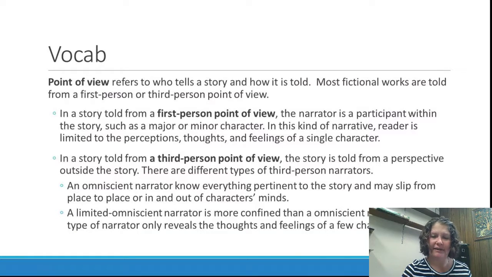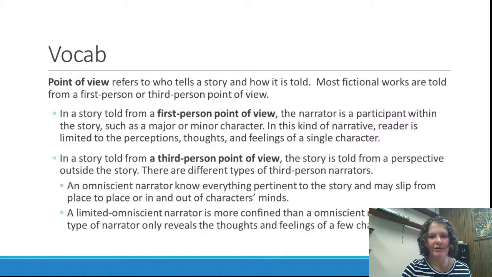An omniscient narrator knows everything pertinent to the story. This kind of narrator may slip from place to place, may know what's going on in the past, may even know what's going to happen in the future, and can usually slip in and out of characters' minds. So it can report what multiple characters are thinking or feeling.